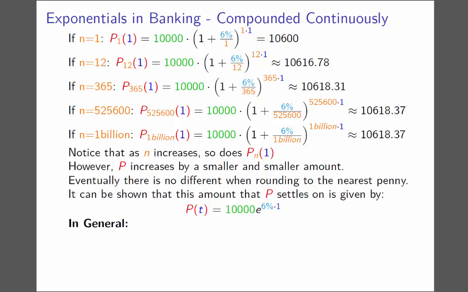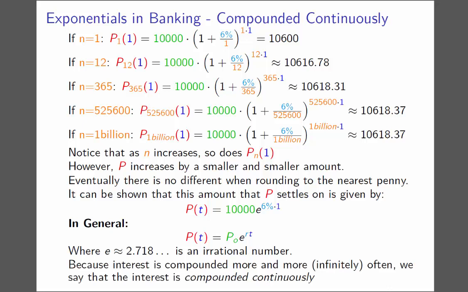And in general, the amount of money owed after T years is given by the formula P0, the original amount borrowed, times e to the R times T, where e here is an irrational number that's roughly 2.718, although it continues forever. In this case, since interest is compounded more and more, even infinitely often, we say that the interest is compounded continuously.